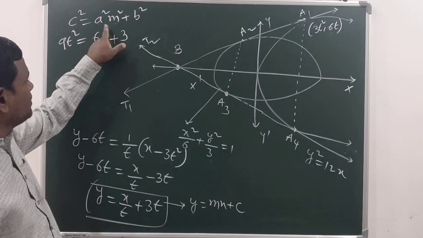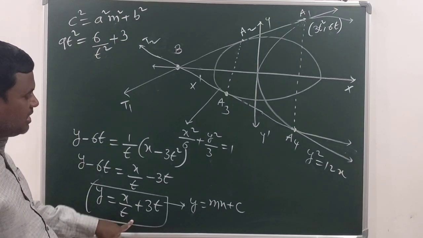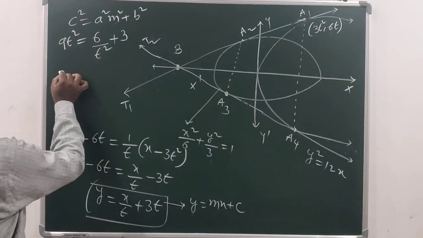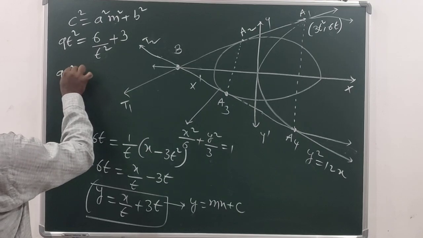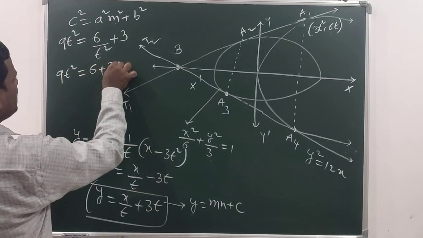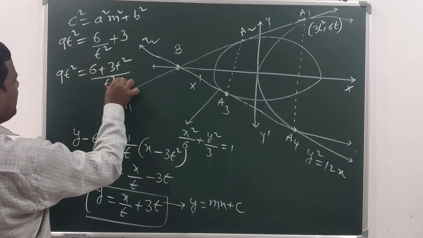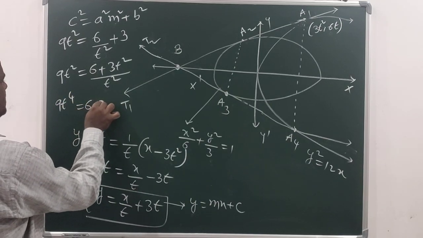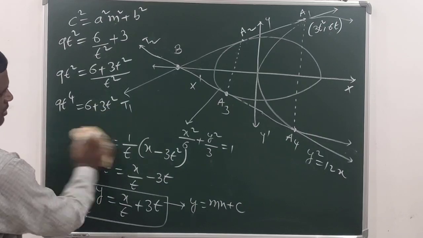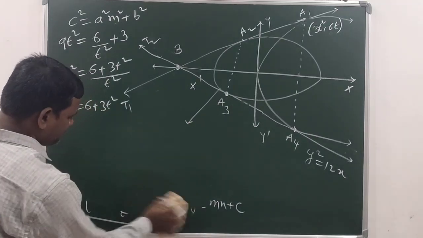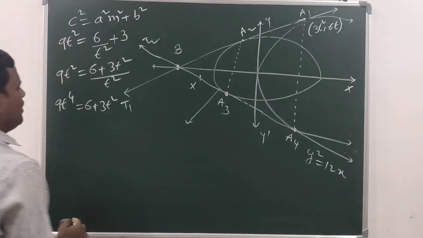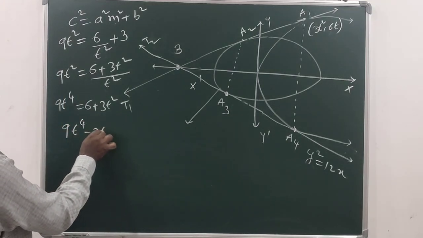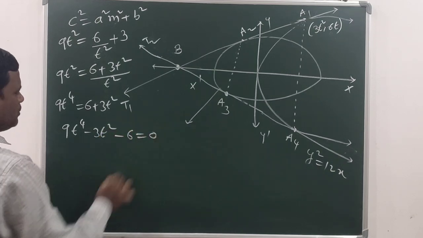So I applied this tangency condition between this line and this hyperbola. I got this one. Now simplify this. If you simplify, 9t square is equal to 6 plus 3t square by t square. When it goes to the left side, 9t power 4 is equal to 6 plus 3t square. Now bring it to the left side. 9t power 4 minus 3t square minus 6 is equal to 0.